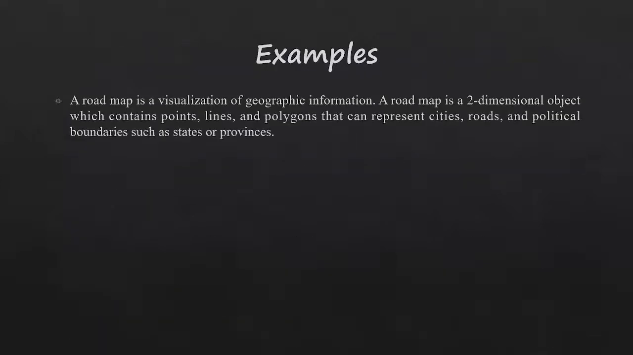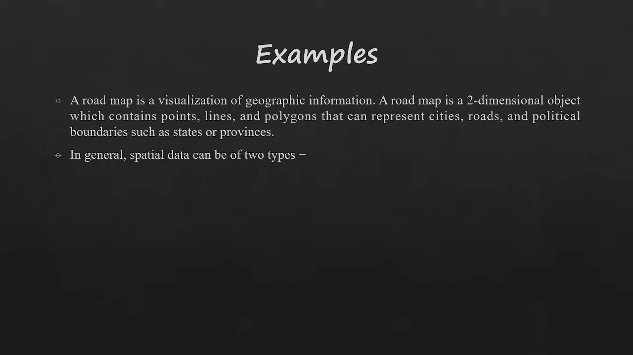So a roadmap is one example. As I already told you, a roadmap is a visualization of geographic information. A roadmap is a two-dimensional object which contains points, lines, polygons, and data representing actually the cities, roads, and political boundaries, such as states or provinces.